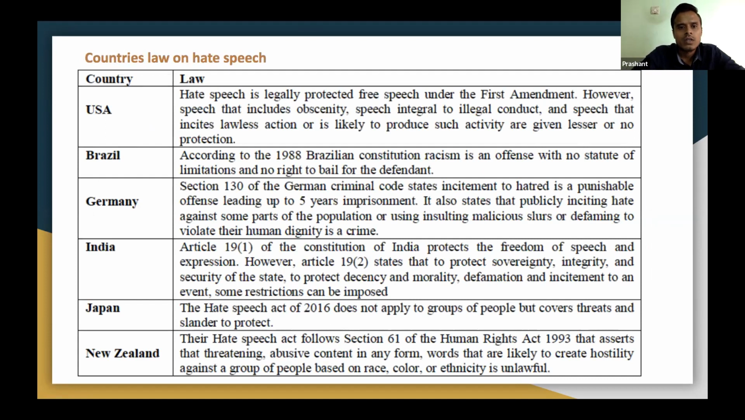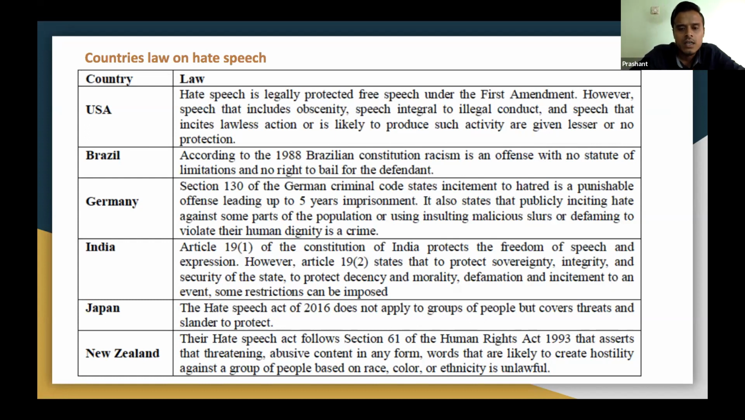These are some of the countries' laws on hate speech. In the USA, hate speech is legally protected free speech under the First Amendment. However, speech that includes obscenity or any other speech which can be termed illegal conduct is given no protection. Similarly, in Brazil, racism is considered an offense. In Germany, hatred is a punishable offense leading up to 5 years of imprisonment. In India, Article 19 protects the freedom of speech and expression.